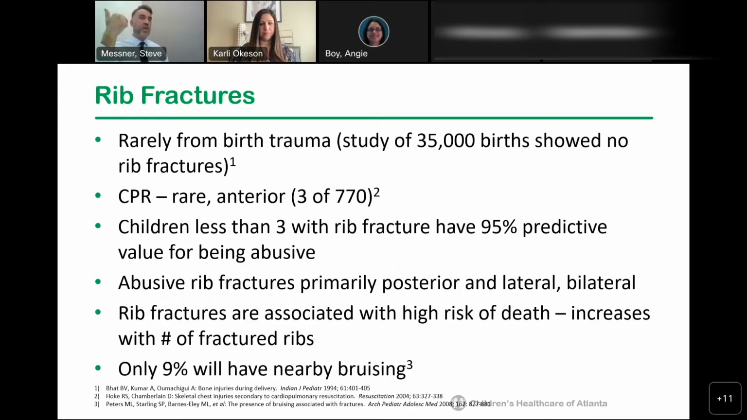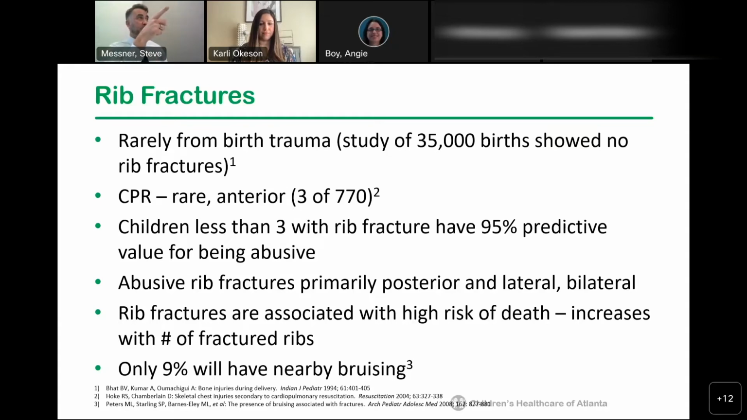We know that birth is traumatic, but it's very rare to see this from birth trauma. One study showed no rib fractures. I personally had a couple of cases where we did have some rib fractures, but when you spoke with the provider who was there for the birth, they tell you that it was very dramatic and they were rushing to deliver the baby, and so there was that squeezing force about the chest. From CPR, it's also very rare, and usually this is from a trained professional, and they'll tell you that they can feel when the rib actually fractures. And when that happens, it's on the front or the anterior part of the body.